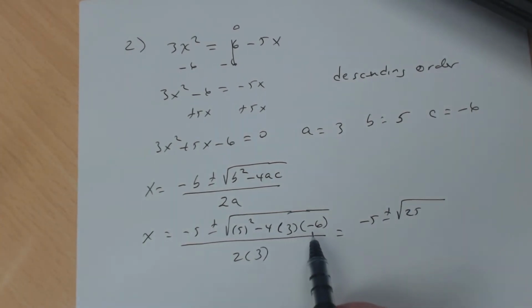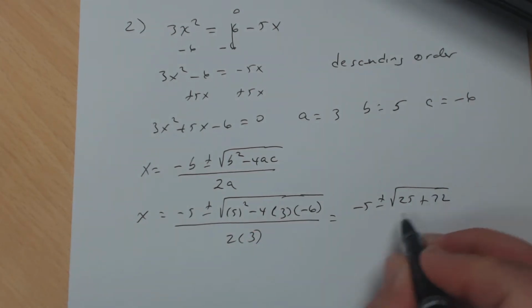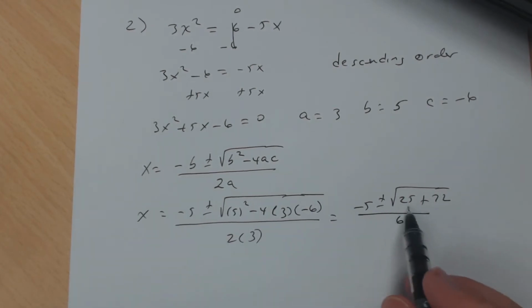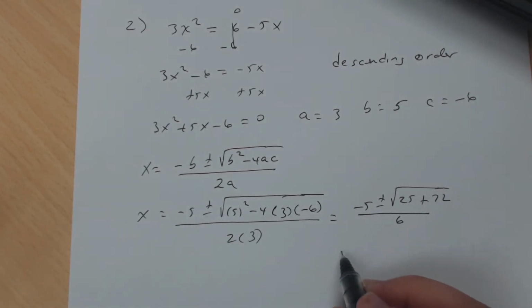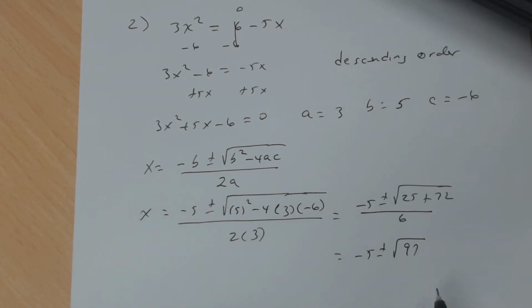Now a negative times a positive times a negative is a positive. So 4 times 3 is 12. 12 times 6 is 72, divided by 6. So adding these two terms here, I get negative 5 plus or minus the square root of 72 plus 25, which is 97. All right, 97. And so I then go all over 6.